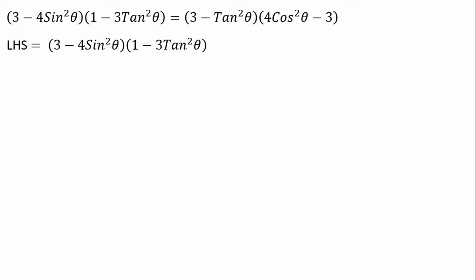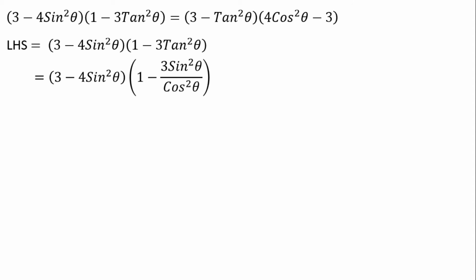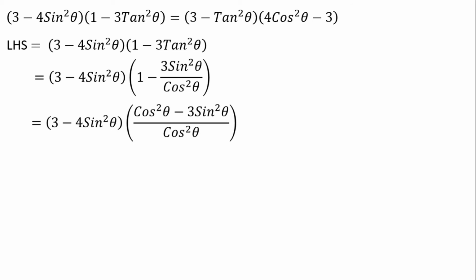So here we have 3 minus 4 sin square theta. Sin square is already there, so no need to change that. We will change tan square, and the tan square formula is sin square theta by cos square theta. Now after this we have 1 minus, and a fractional value is there, so we have to take the LCM. The LCM will be cos square theta, and cos square theta multiply 1 is equal to cos square theta minus 3 sin square theta, same.